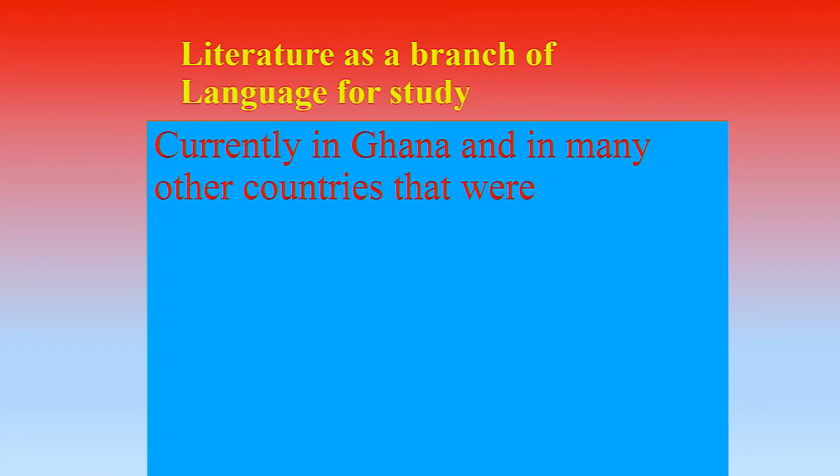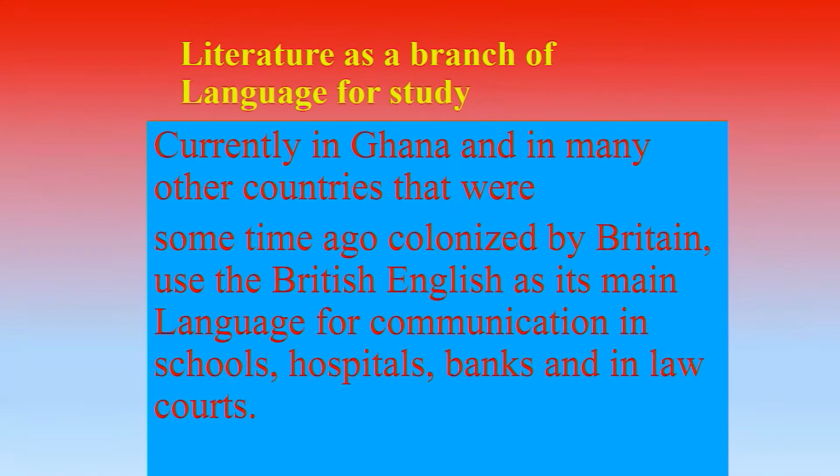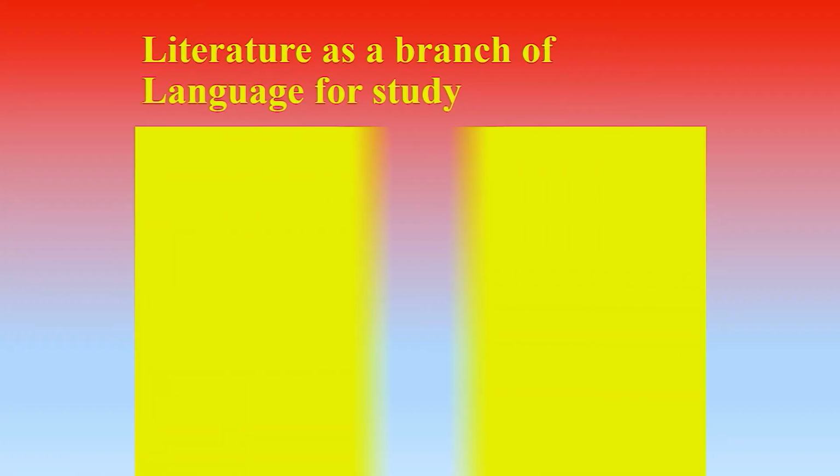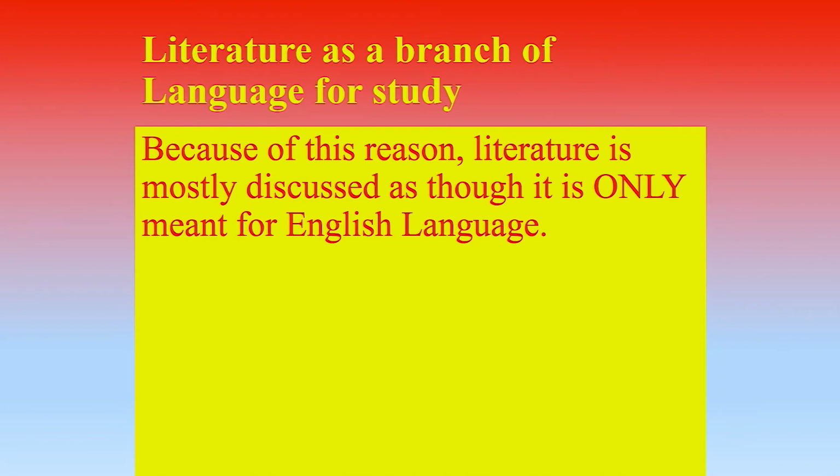Then we're also saying that currently in Ghana and in many other countries that were some time ago colonized by Britain, we use British English as the main language for communication in schools, hospitals, banks, and in law court. You know Ghana, we were colonized by Britain. Not only Ghana, there are other countries that Britain colonized, like Nigeria. So because of that, we use English language in schools. We use English language in hospitals. And we use English language to do any official activity at all. So because of this, there's a notion to say that when we talk of literature, it's probably mostly in English. But that is not the case at all. Do you get that? Good.